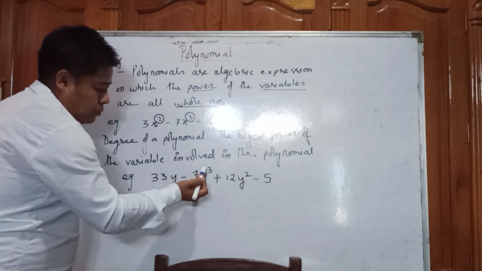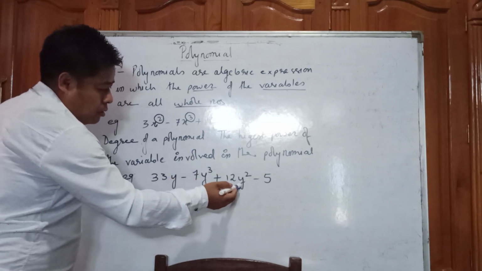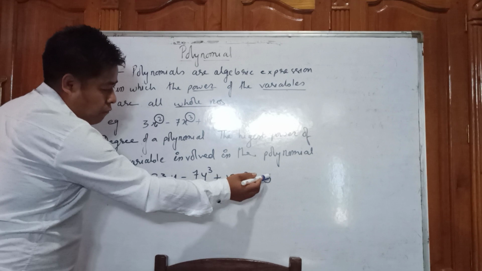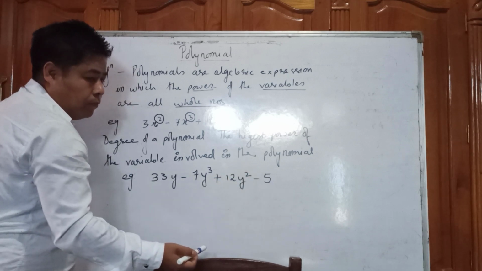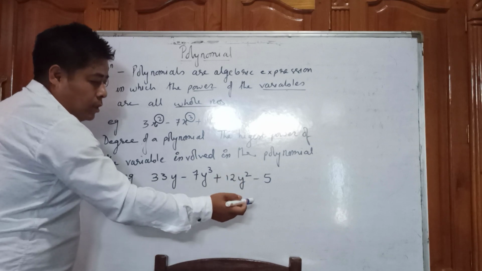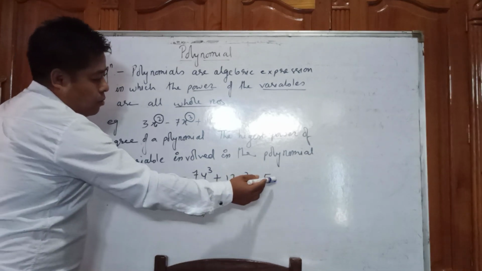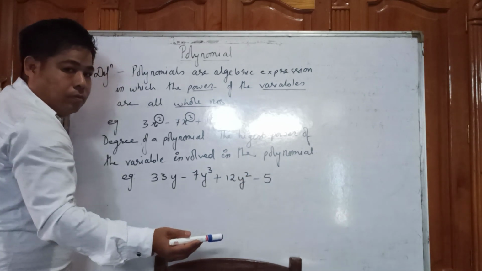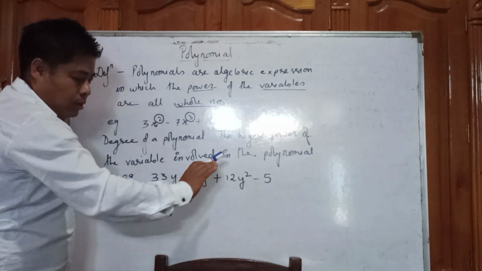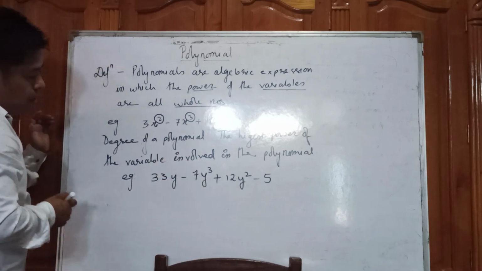In the second term, the power of the variable y is 3 and that of the third term is 2, and in the fourth term there is no variable, so we are not going to consider this. Actually, if you want to know, even though it does not have a variable, we can consider the power of the variable in the fourth term to be 0.